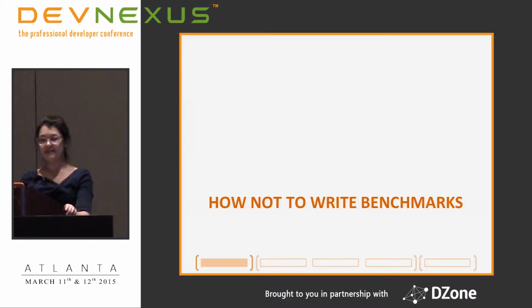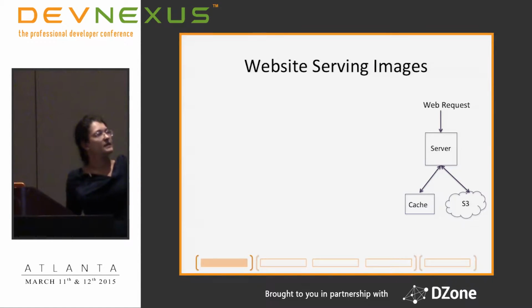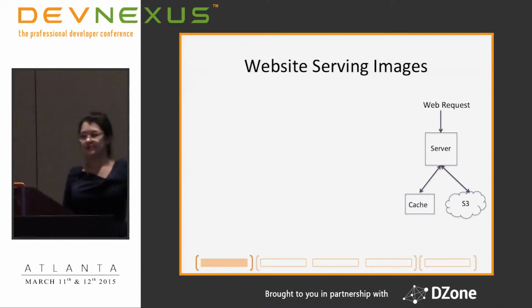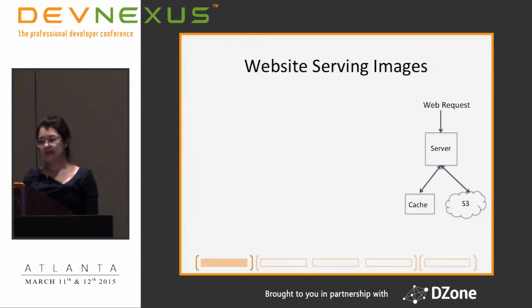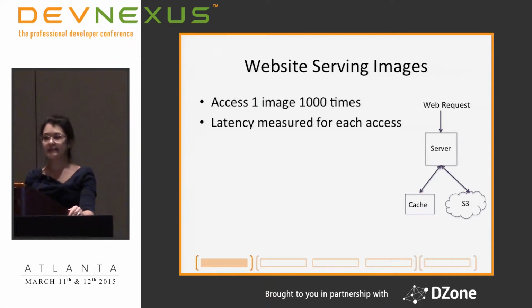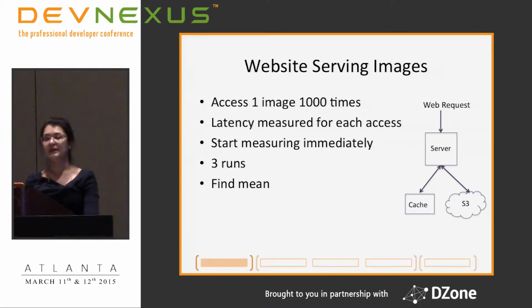So how not to write benchmarks? Let's discuss a contrived example of a benchmark. You'll probably find many issues immediately with it, but we'll use it as a starting point. So we have a website serving images. A web request comes into the server, and the server has an option of serving it either from the cache server or from S3, some cloud storage. We'll do this in a way that we'll access one image 1,000 times. We'll measure latency for each access. We'll start measuring immediately as soon as our application starts up. We'll do 3 runs, and we'll take the mean.